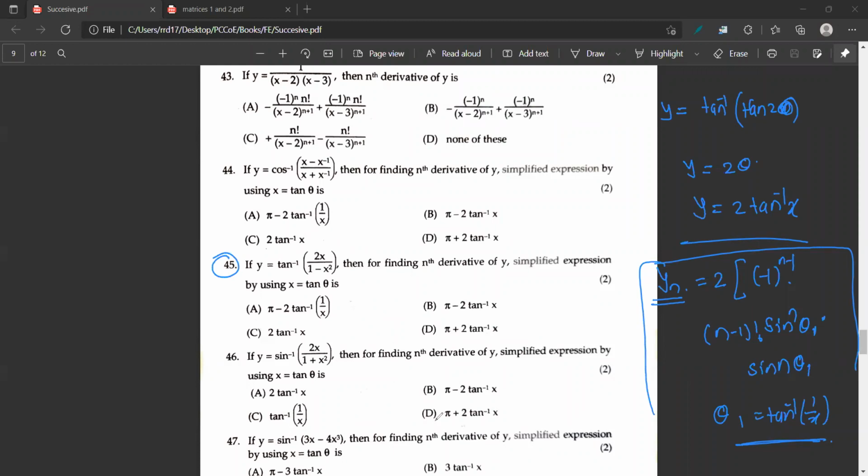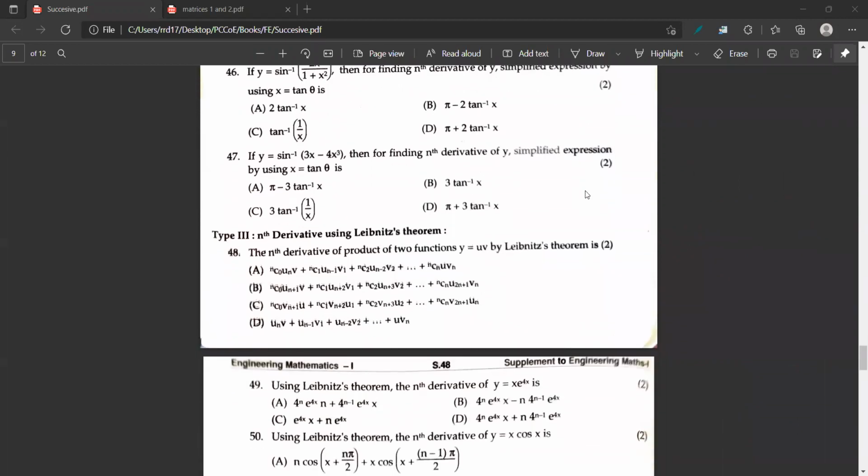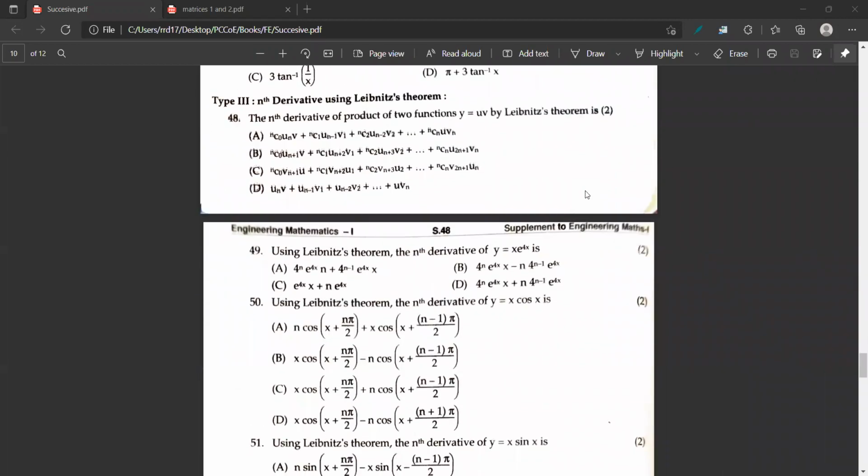Yeah. So in this case, the answer was this simply. But yes, you should know how to apply these formulas. All right. Now last, I'll just explain one short question based on the Leibniz theorem, that is the nth derivative.